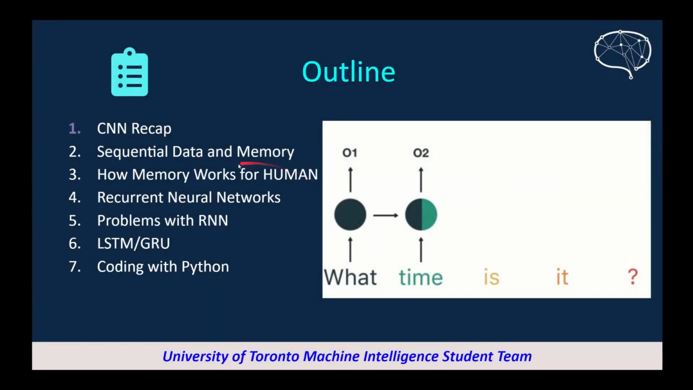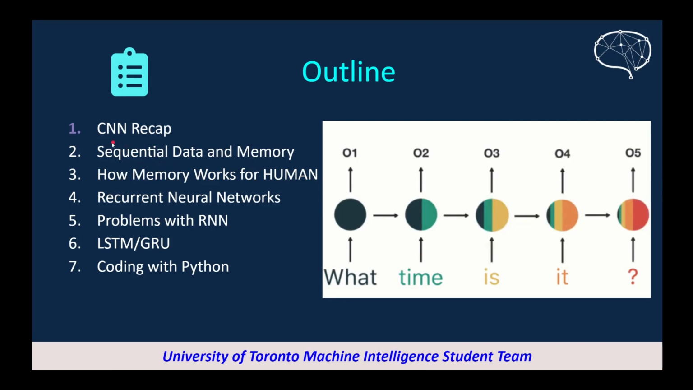So in today's session, we will first give a recap on CNN, convolutional neural networks. This was covered last time by Hitov. And then we will be talking about sequential data and memory, which are the focus of today's session.